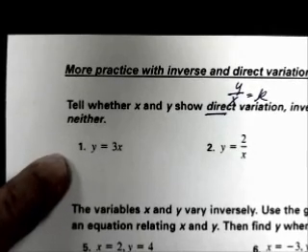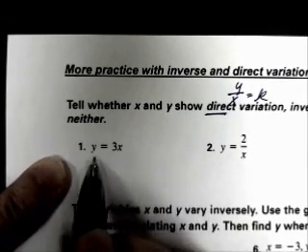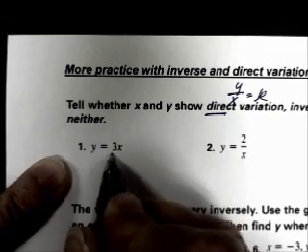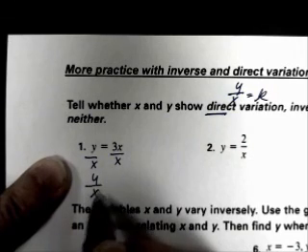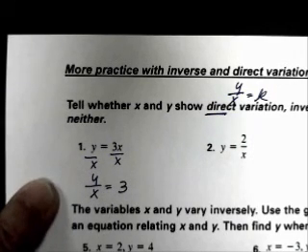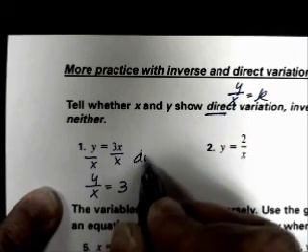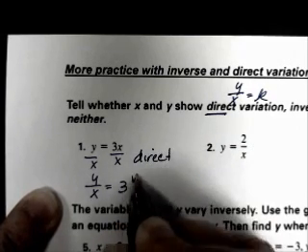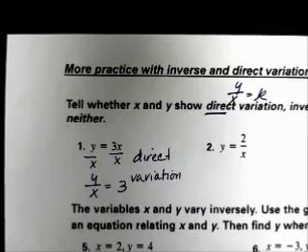So for number 1, let's see about getting x and y on the same side of the equation. If I take y equals 3x and I divide both sides by x, then we have y divided by x equals the constant 3. So this would be an example of direct variation, because the quotient is a constant.